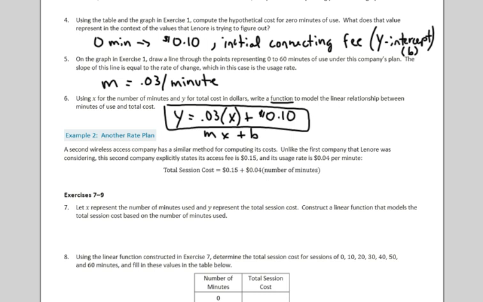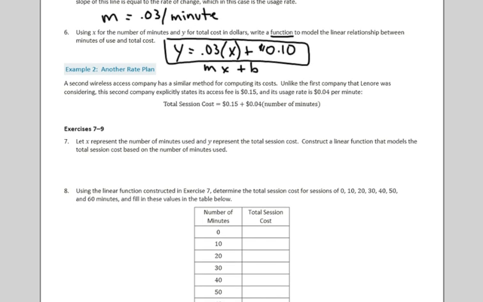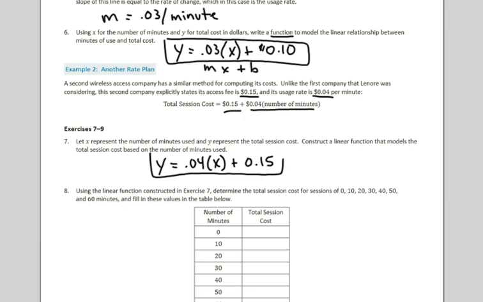A second wireless access company has a similar method for computing its costs. Unlike the first company that Lenore was considering, this company explicitly states its access fee is 15 cents and its usage rate is 4 cents per minute. So they come out and tell you exactly what it is. Number 7, let x represent the number of minutes, y the total cost, construct a linear function that models it. So the total cost y is equal to 4 cents per minute, that's the slope right there, plus 15 cents, which is the y-intercept. So I just rewrote it where the y-intercept is at the end in terms of y and x.